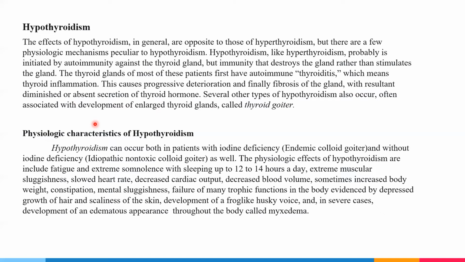Next, we look into the physiologic characteristics of hypothyroidism. Hypothyroidism can occur both in patients with iodine deficiency, endemic colloid goiter, and without iodine deficiency, which is known as idiopathic non-toxic colloid goiter as well.